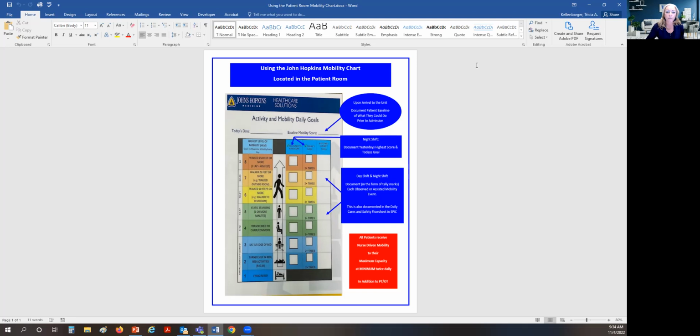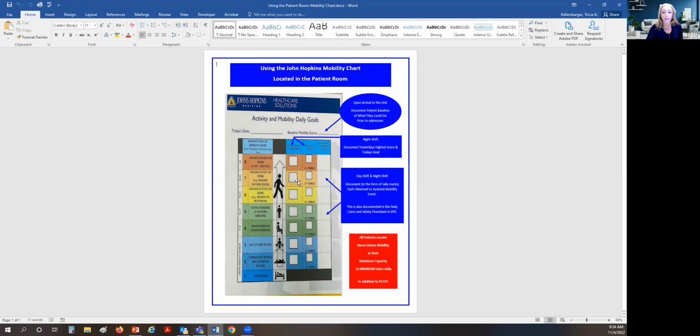Now, night shift is going to determine what the goals are for the next day. They should be increasing each day. So if the patient was sitting on the edge of the bed the day before, then the goal should be at least transferring to the chair or the commode the following day. So yesterday's goal is going to be in this column here. So we're going to write down what yesterday's goal was.